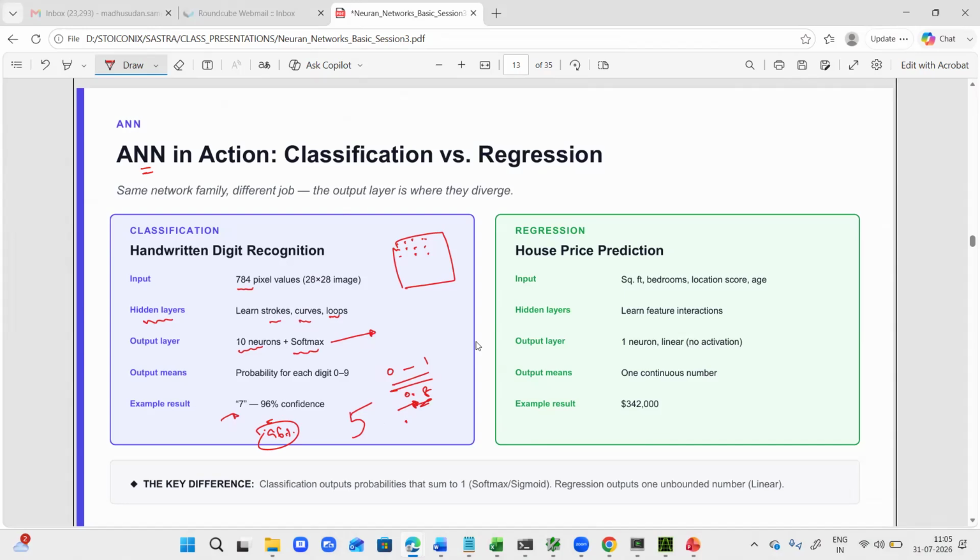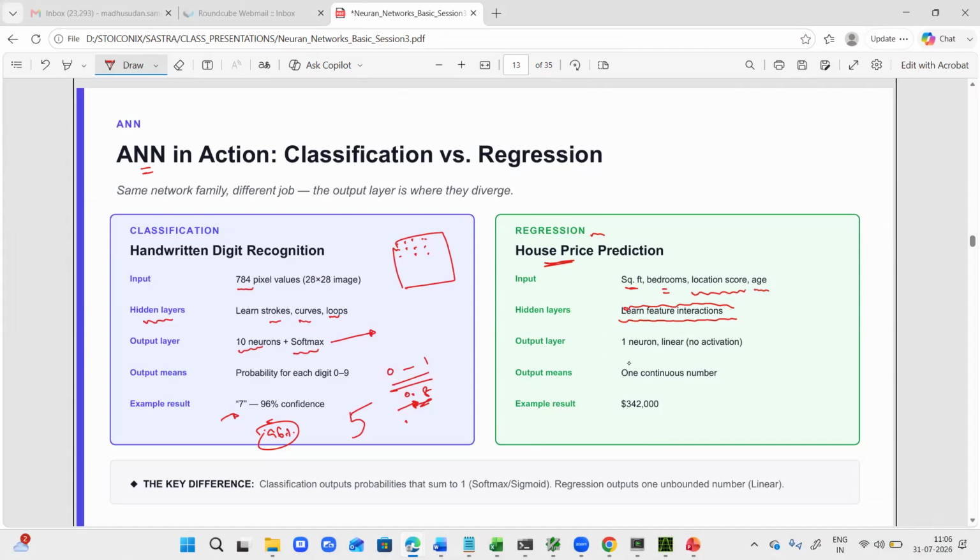So this is how a classification happens. And in the case of regression, you can pretty much take this example, house price prediction. The input is square feet, the number of bedrooms, the location, and the age of the building, etc. There can be more layers that learn certain features, how all these inputs interact with each other.